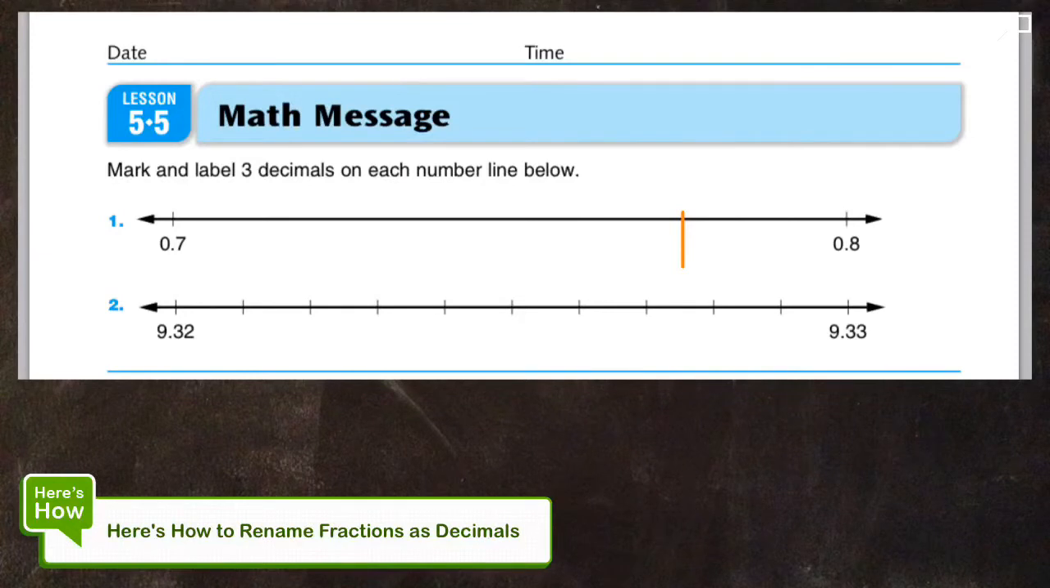I'd like you to take a look at this math message. There are two number lines here. What I want you to do is to mark and label the location of 3 decimals on each of the number lines below. On number 1, you're going to mark 3 spots between 0.7 and 0.8. And on line number 2, you're going to mark 3 decimal points between 9.32 and 9.33.